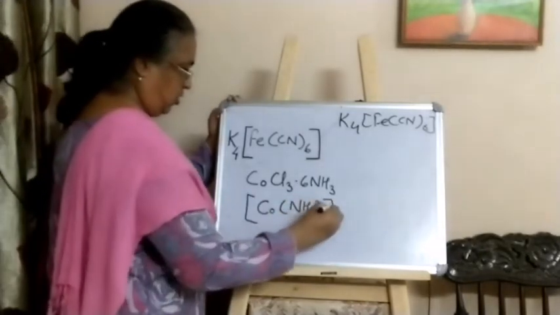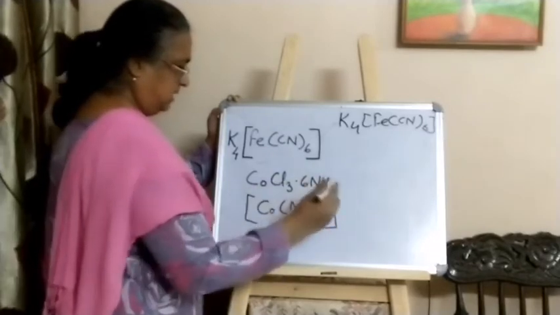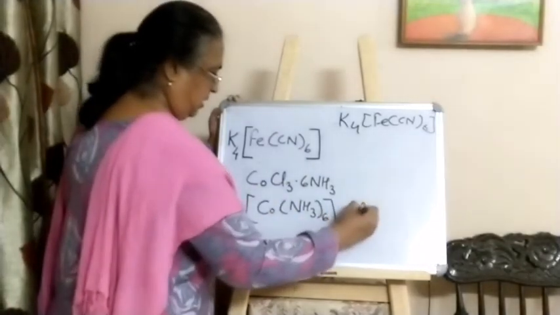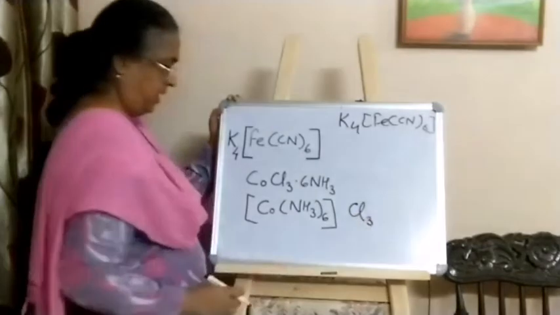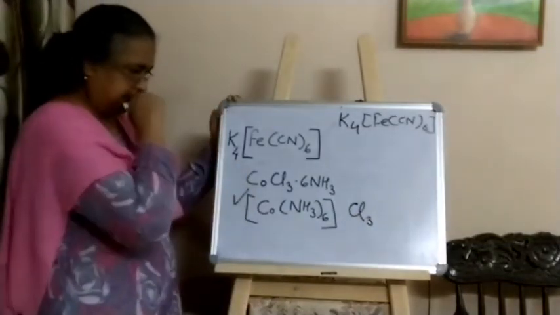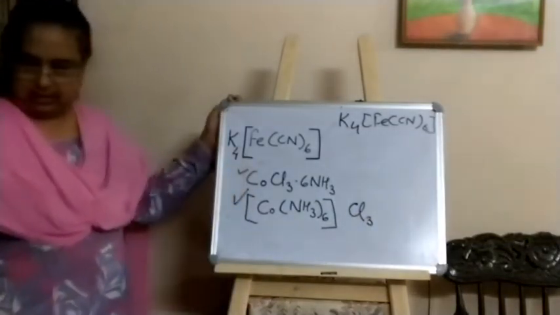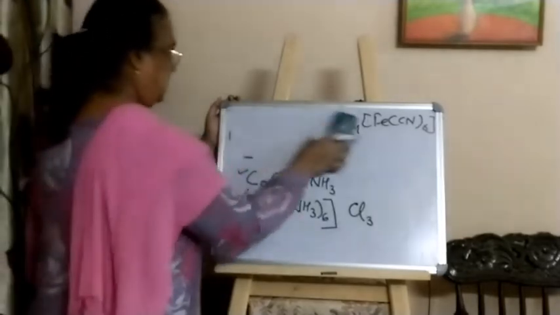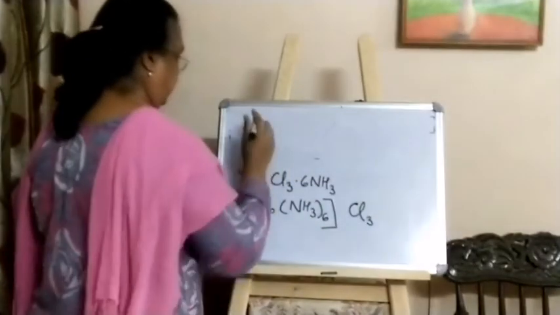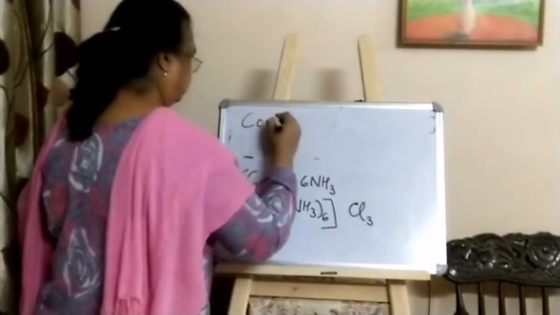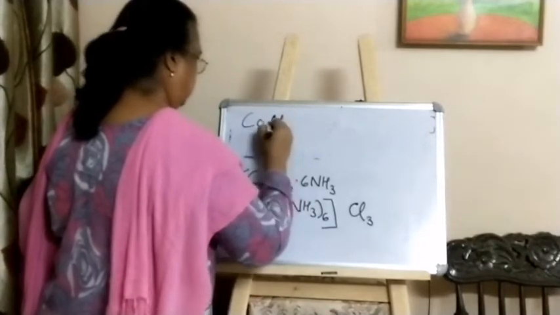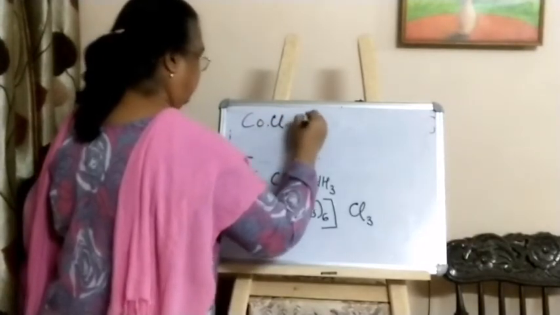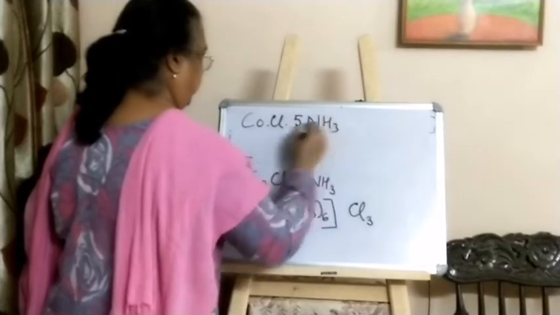And this is your complex entirety, and this chloride ion will be written outside. This is the ionic sphere. So this is the modern concept, and this is the Werner concept. Now another example which we have done: Co, Cl and 5NH3. This is according to Werner.